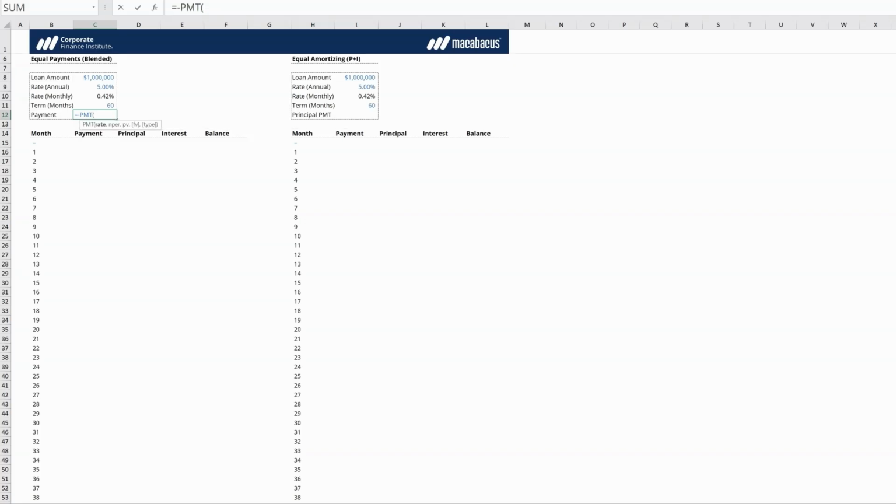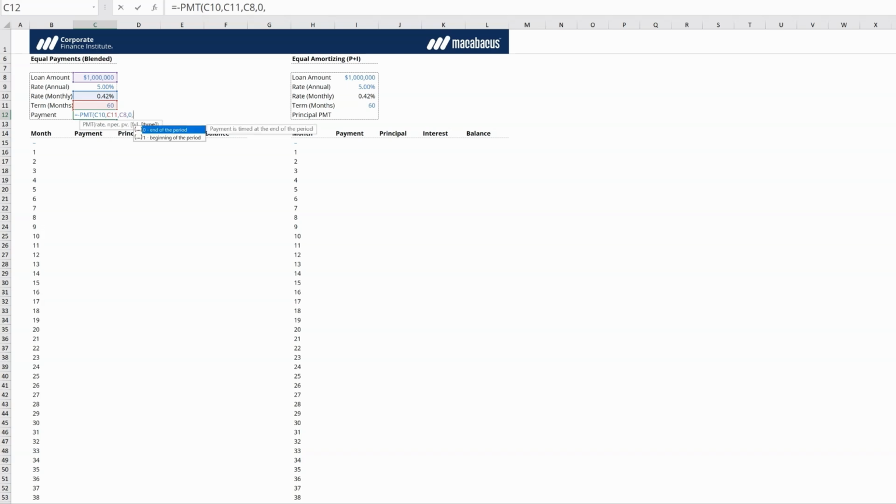We need a couple of inputs to make this work. So we're going to go to rate, but of course the payments are monthly, so we're going to use the monthly rate. The number of periods we know is 60 months. PV represents the present value. So that's the loan at disbursement, the loan amount when it is issued to the client. That's $1 million. Future value, we want it to be 0. So we have to actually type in 0. That means the loan is going to go from $1 million and paid down all the way to 0.